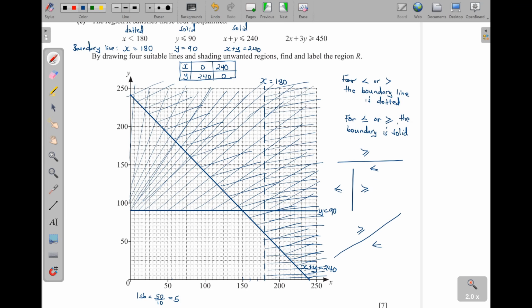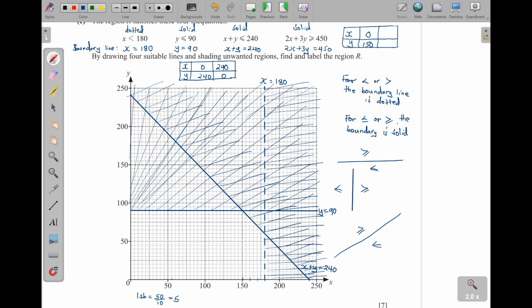And then we are left with 2x plus. Even this one, I can find just two coordinates. So the boundary line is 2x plus 3y, which is equal to 450. And this one is going to be also a solid line. So if I have x, what is y? If let's say x is 0, and you put 0 here, then you divide all through by 3, and you will get 150. Okay. So we get here 150.